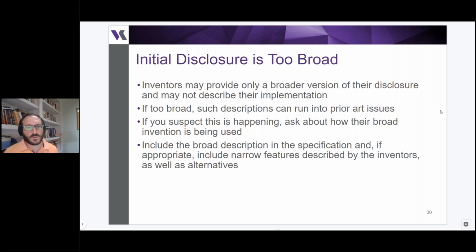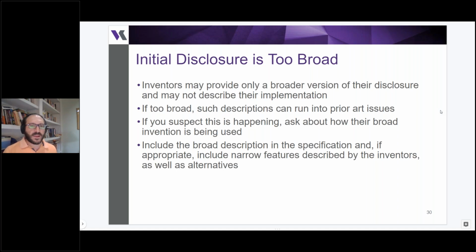So again, here it's said that you should ask about how their broad invention is being used. But generally you just want to understand what they're doing, what inventor activity actually led to the invention, and what the narrower technique might be, and then you can make a judgment from that point forward whether you should include that narrow description or not.